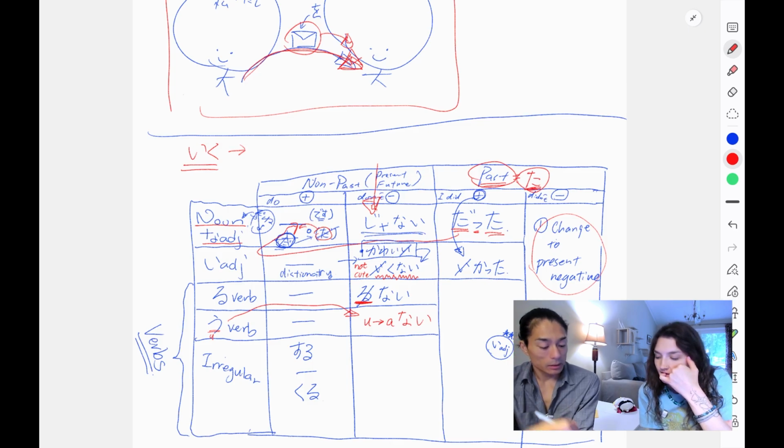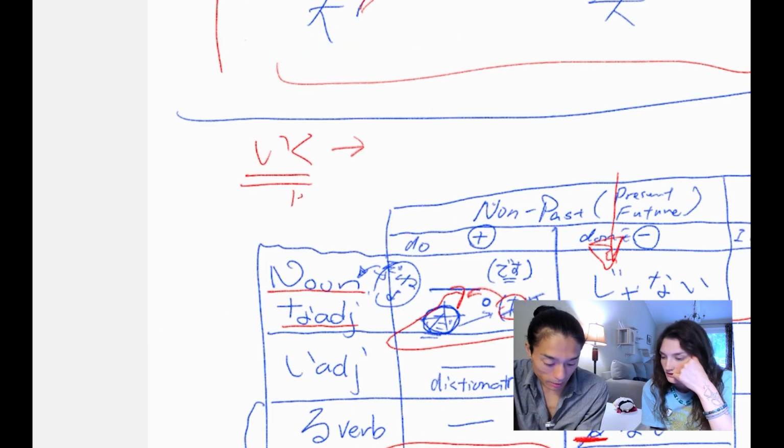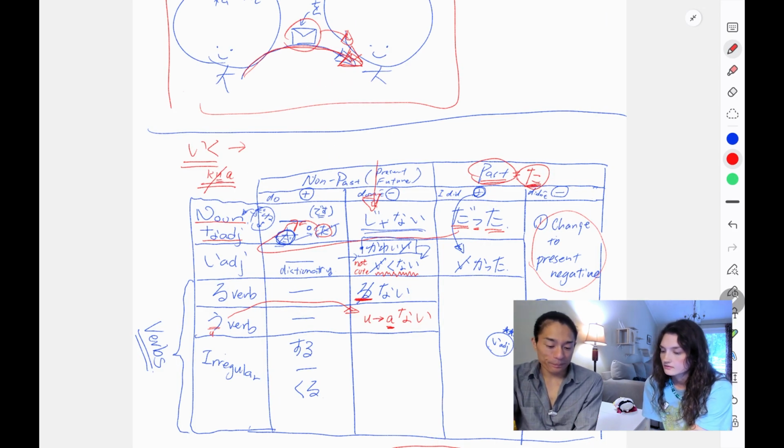Ikunai. Close. What about changing the vowel u to a? Ikanai. Good. Perfect. So you need to know ku is k, u. So you change only the vowel here. So that's why it becomes ka. It's confusing, right?